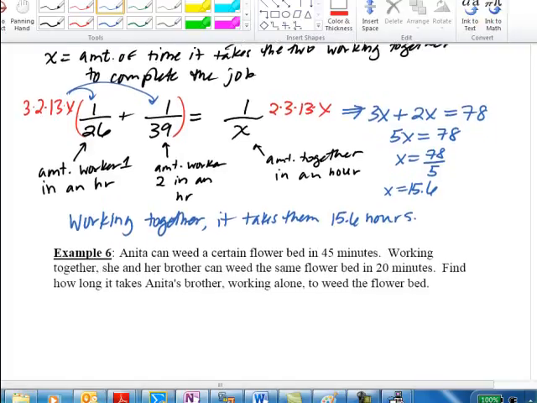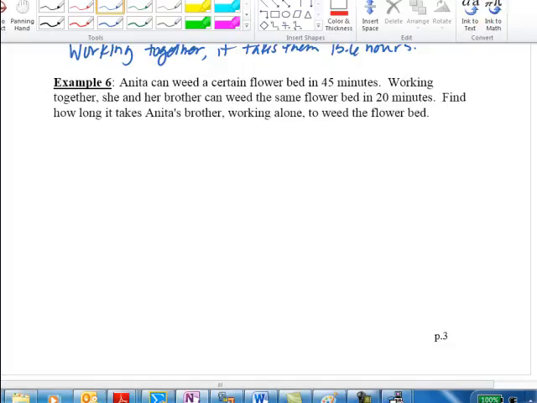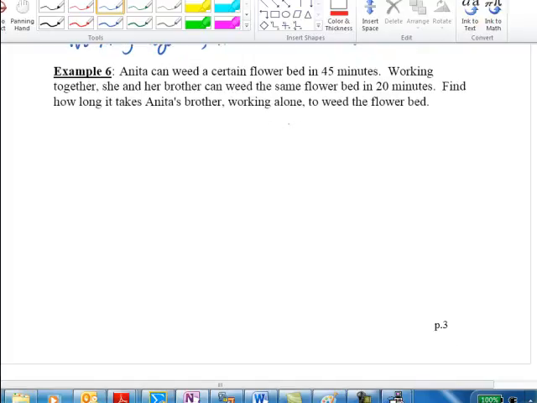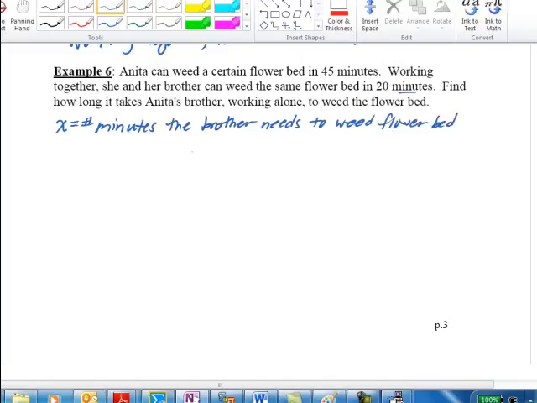In the next one, it'll be similar, but instead of being given both individual times, we'll be given one individual time and the time it takes them together. So there is a slight difference here. And this time we're looking for how long it takes Anita's brother working alone to weed the flower bed. And let's keep our time in minutes. So we'll say x is the number of minutes the brother needs to weed the flower bed, working alone.